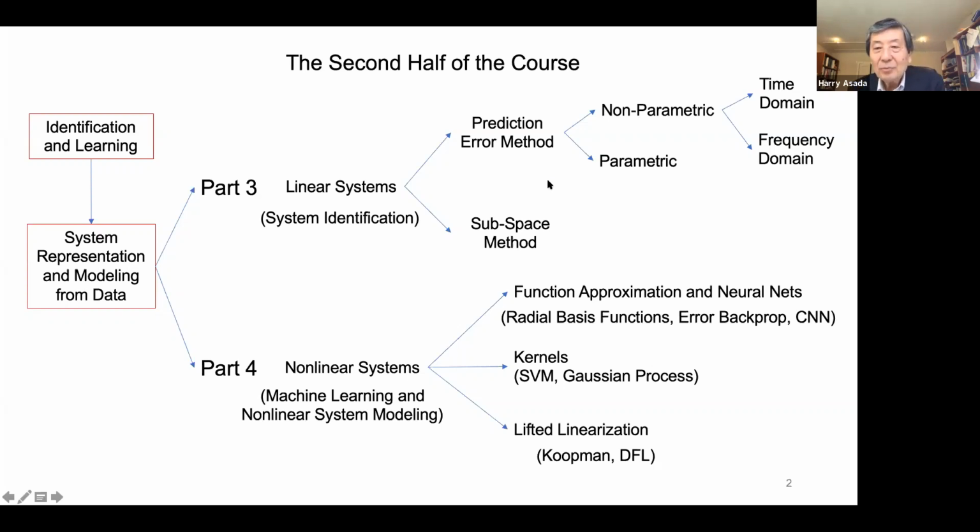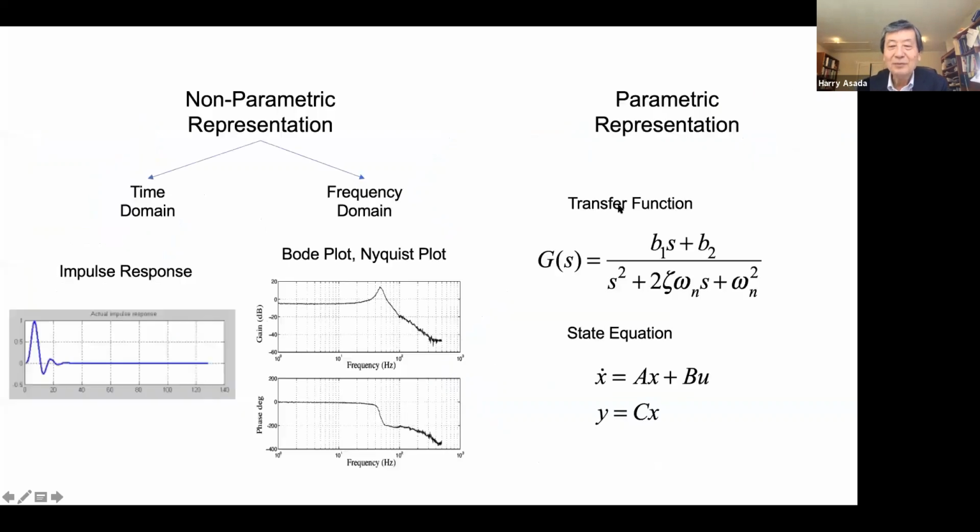So today we focus on part 3, the prediction error method and the non-parametric branch. And then we look at both the time domain and the frequency domain system identification methods. So first the question you may ask: what is the non-parametric representation? To explain the non-parametric, I have to explain the parametric representation. Parametric representation of linear time invariant systems.